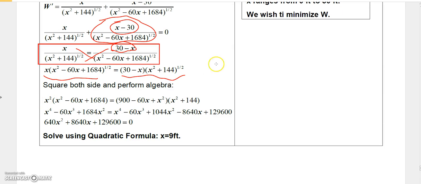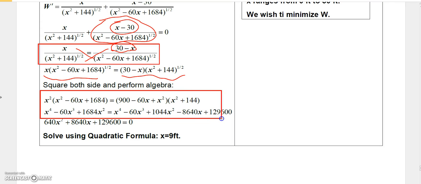Now we're going to distribute. Let me show you here, we're going to distribute this x squared through, and that'll give us x to the 4th minus 60x cubed plus 1684x squared. And then on the other side, I'm going to multiply those two polynomials together, and you can do that on scratch paper, but basically I get a bunch of terms. So you can check that on your own, but multiply these together and I get these 5 terms here.